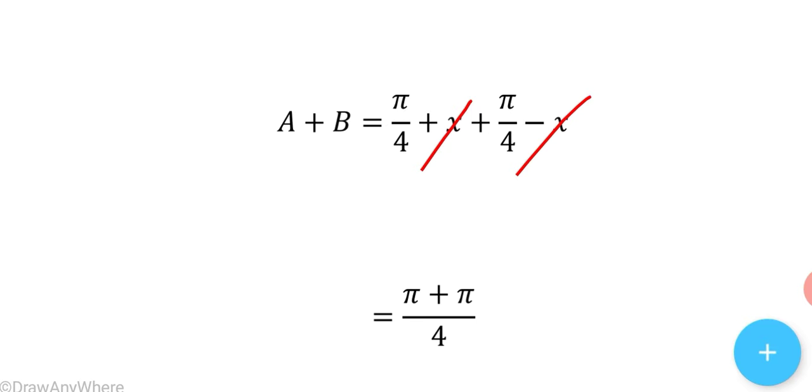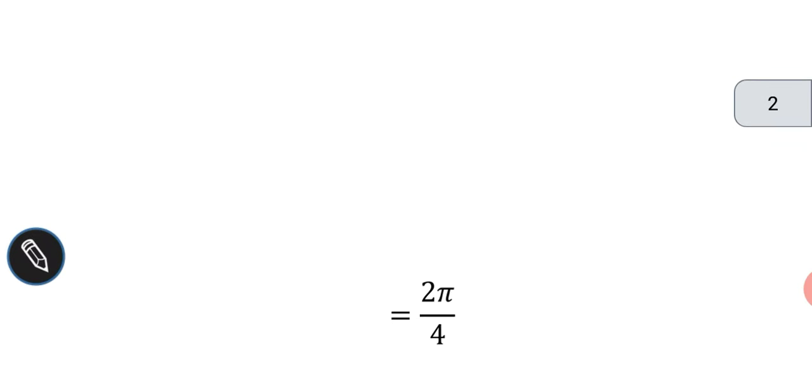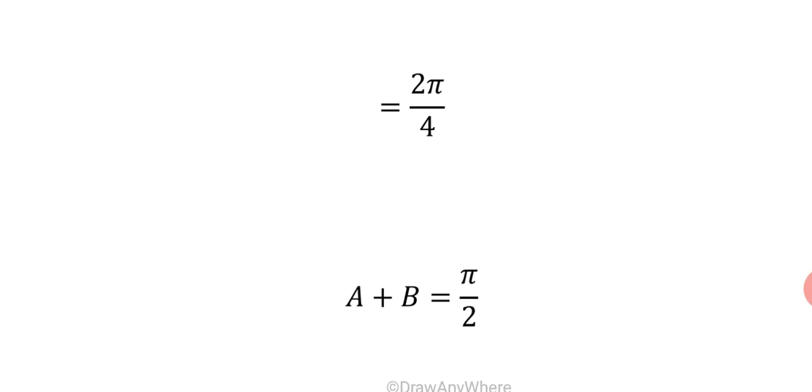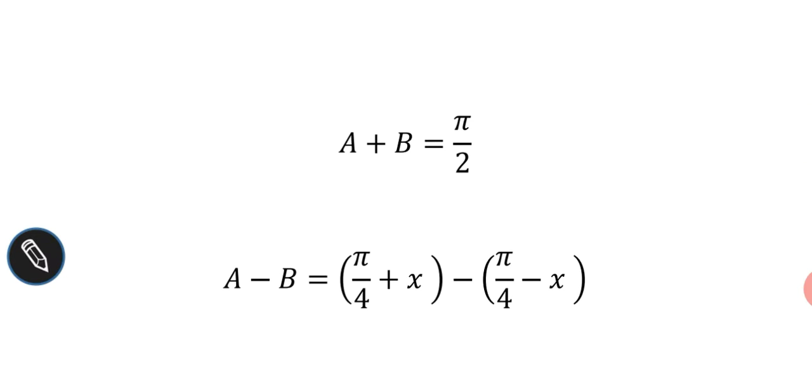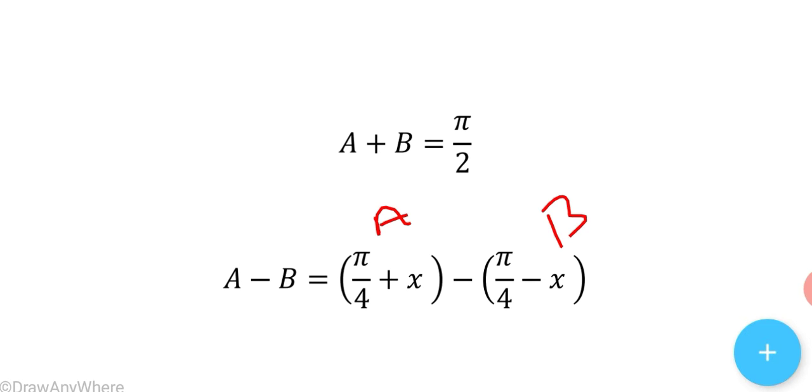Plus x minus x cancel, so pi plus pi by 4 is equal to 2 pi by 4. Cancelling 2 and 4, a plus b is equal to pi by 2. Similarly, next a minus b is equal to pi by 4 plus x, this is a, minus, this is b, pi by 4 minus x.